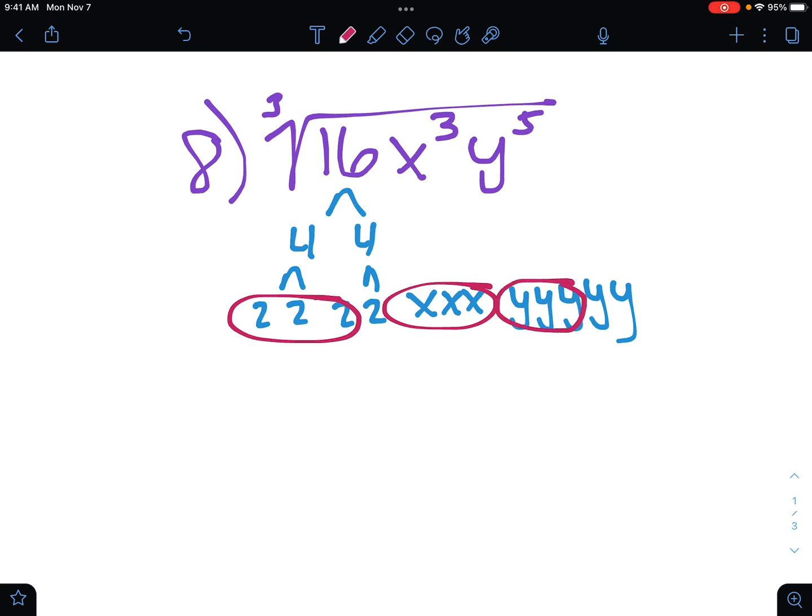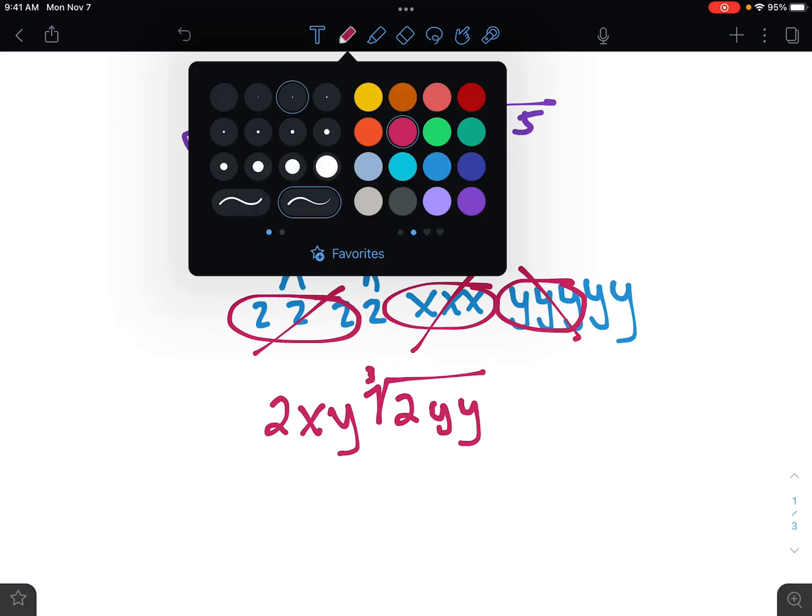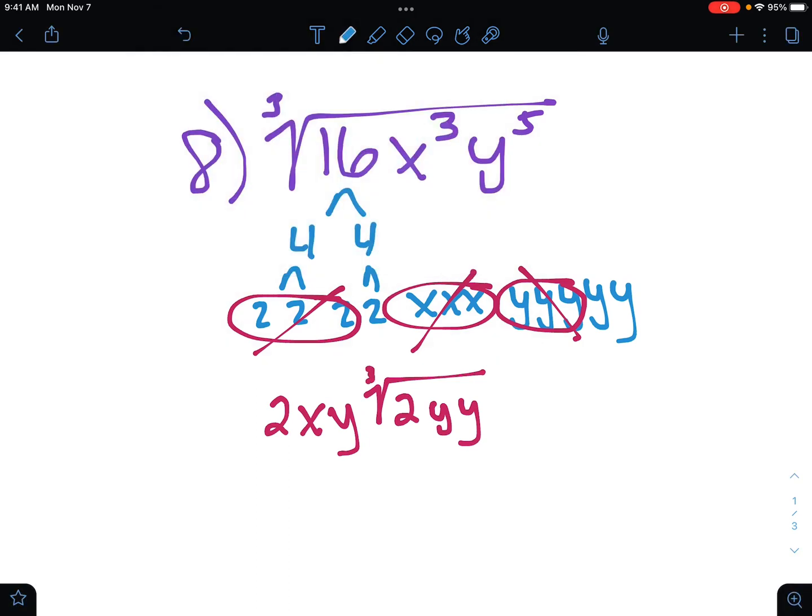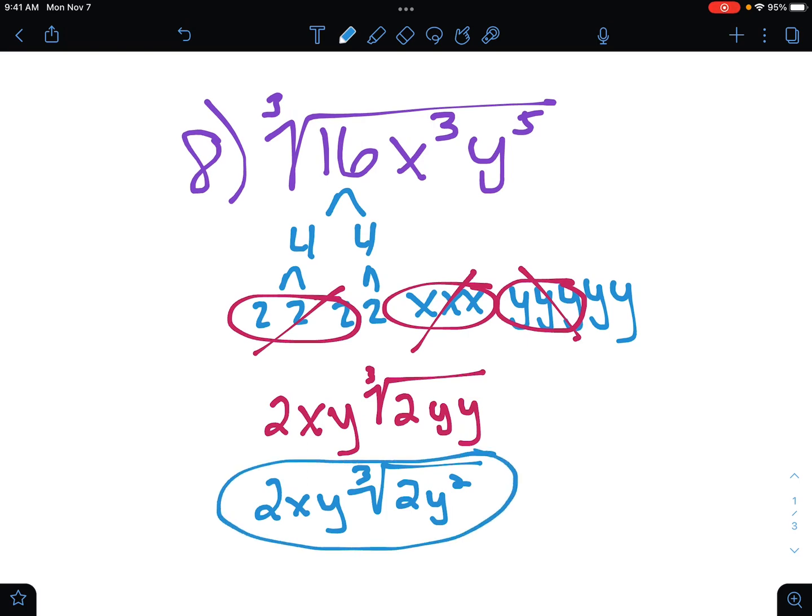Same rule applies. Pull 1 out for each group. So pull a 2 out, pull an x out, pull a y out. Anything that wasn't circled stays inside. But remember, we have a little 3 on top of the chair. So multiply your outsides, 2xy. Multiply your insides, 2y squared. Remember that 3 in the chair because it's a cube root, and there's your simplified version.